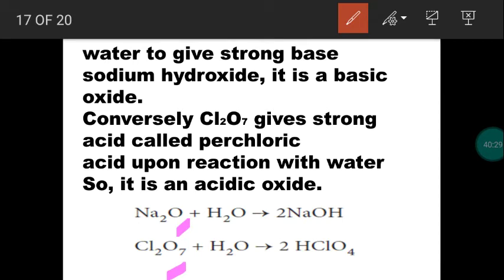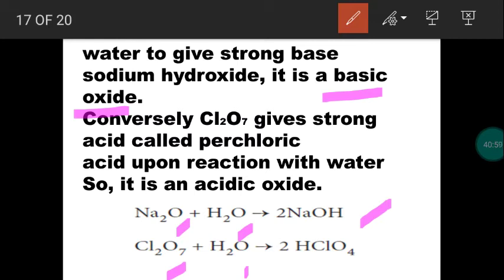So sodium oxide and dichlorine heptoxide are formed. Which is basic in nature and which is acidic in nature can be identified based on the reaction with water. So both these two oxides are reacted with water. With water, sodium oxide gives strong base sodium hydroxide. So this is a basic oxide, right? Sodium oxide is a basic oxide because with water it produces strong sodium hydroxide.